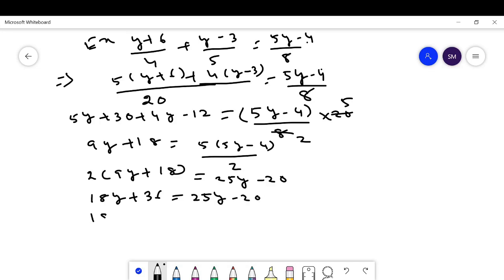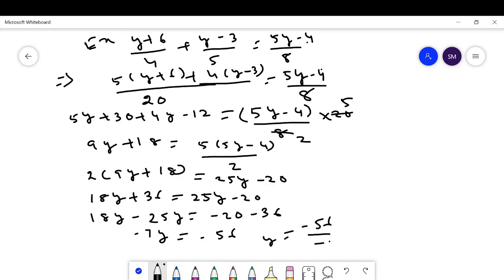I have already told you, always try to bring the variables to the left side and the constants to the right side. Here the 36 is plus. When you bring it to the right side it becomes minus. Then 18y minus 25y is minus 7y, which is equal to minus 56. Then y equal to minus 56 upon minus 7. Minus minus cancel. 7 8s are 56. You get the answer y equal to 8.